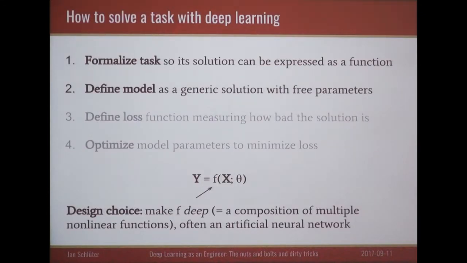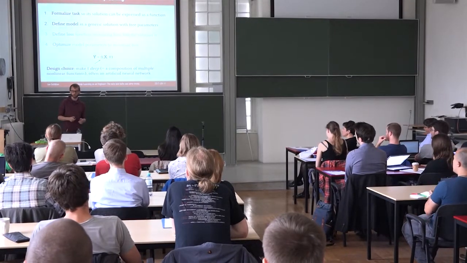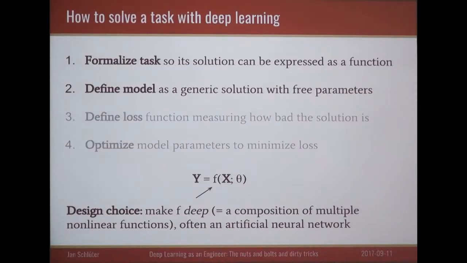So the formalization always stays the same. Now deep learning is machine learning with a particular design choice, which is to make the model function a stack of many nonlinear operations, usually an artificial neural network. And all the rest in deep learning follows from this design choice.